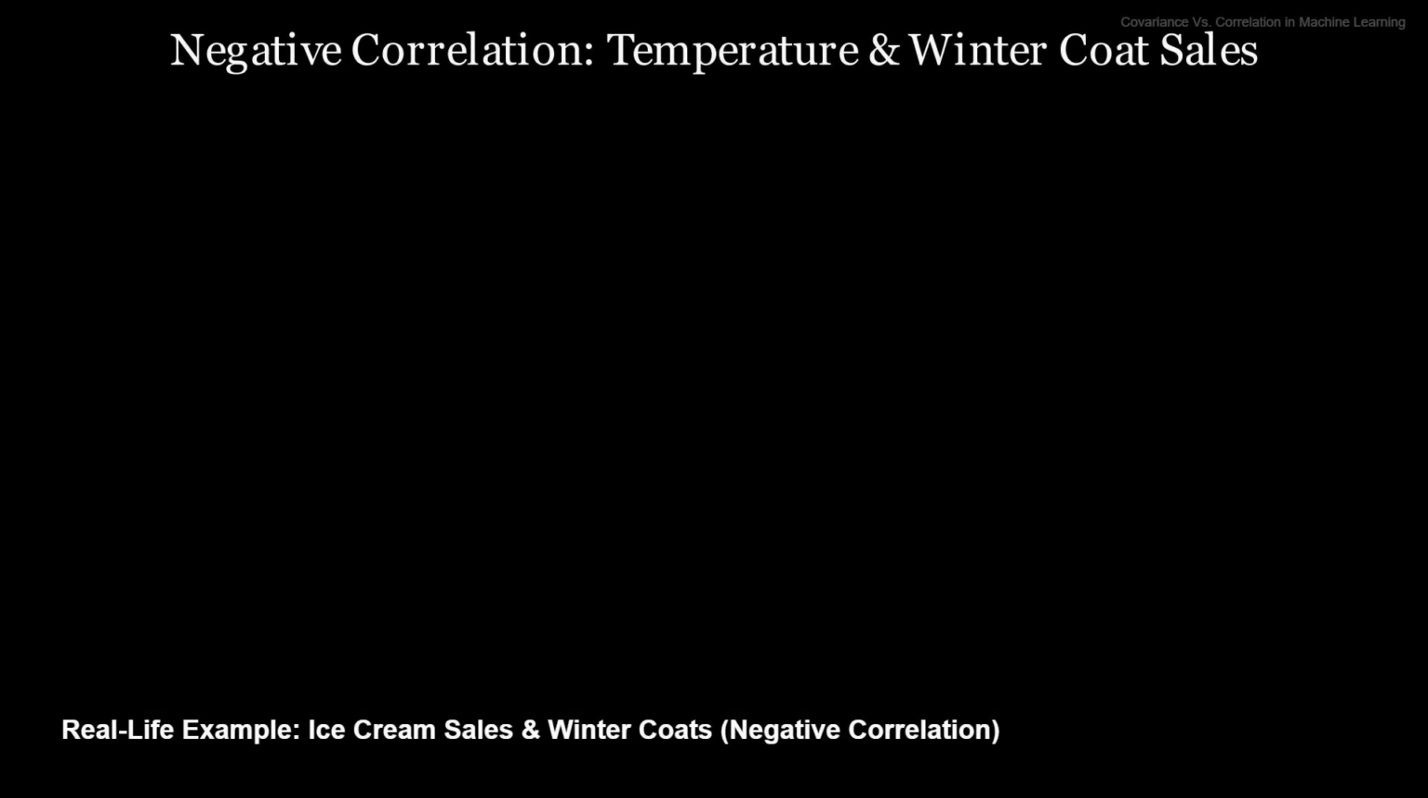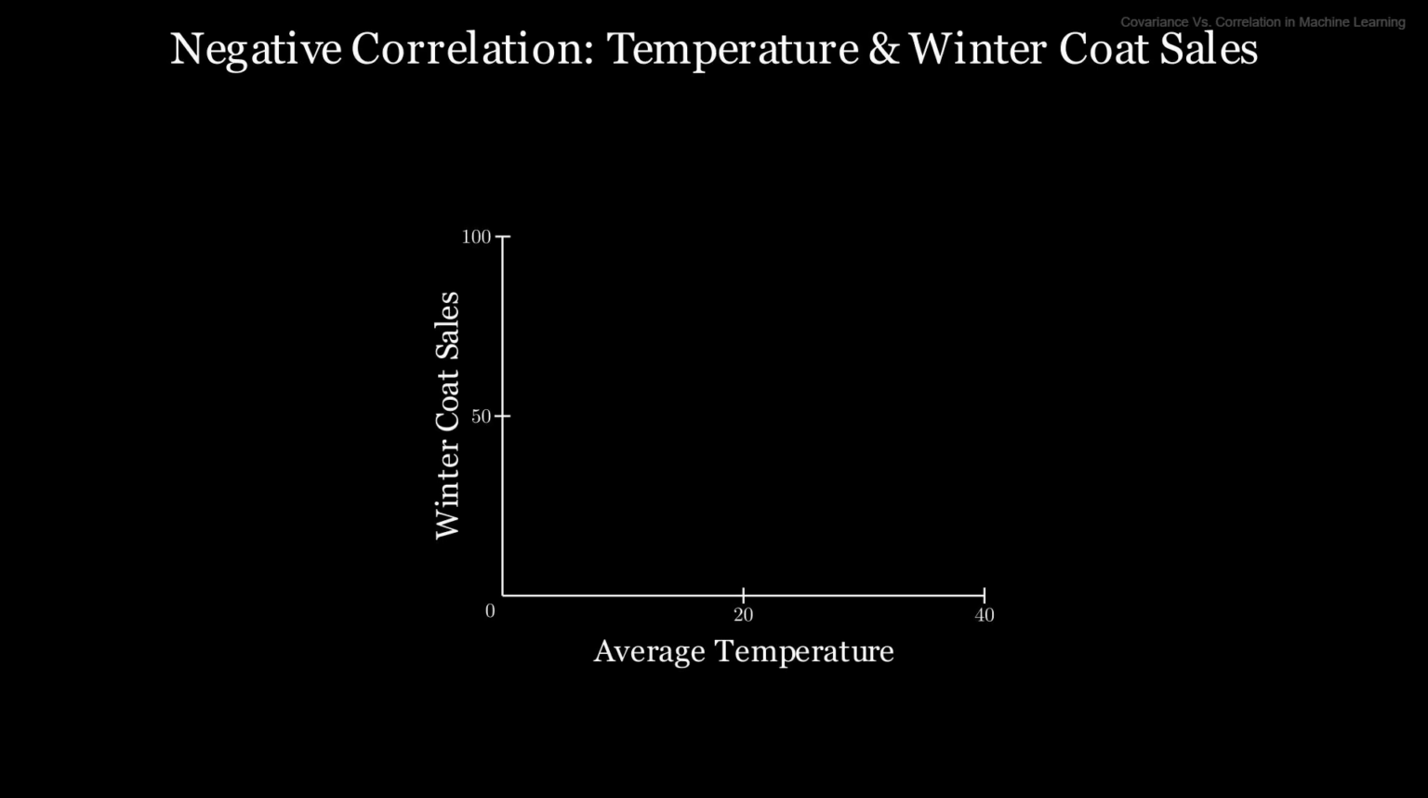Now, for a negative correlation, think about the relationship between average daily temperature and the sales of winter coats. As temperatures rise, fewer winter coats are sold, and vice versa. This inverse relationship would result in a negative correlation coefficient, perhaps around -0.7. This means as one variable increases, the other tends to decrease, indicating a clear, moderate negative connection.